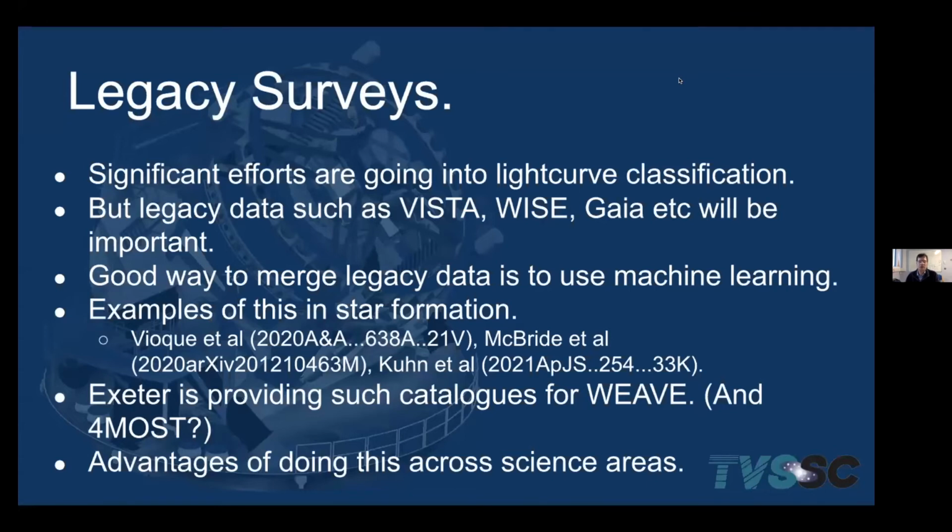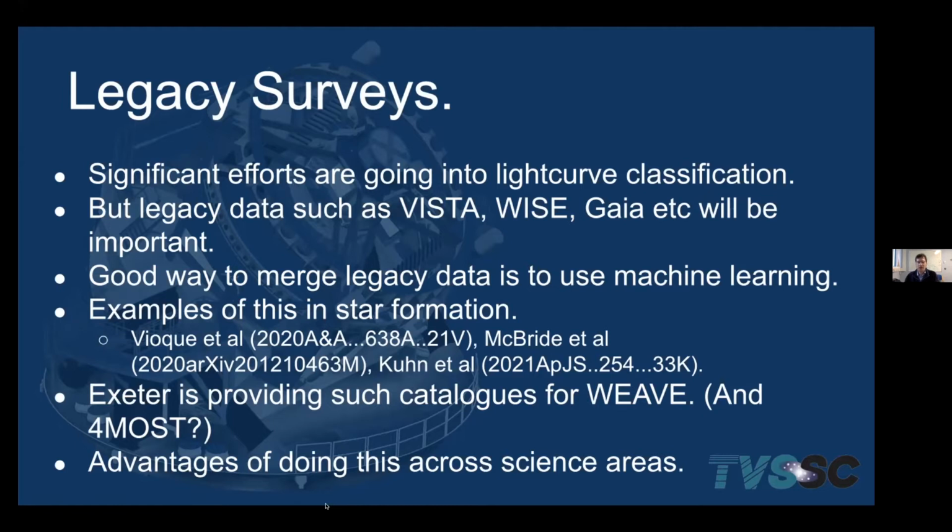So for those who don't know me, I'm Tim Naylor. I work in Exeter in the UK, and I work on young stars, radial velocity searches for exoplanets, astrostatistics, and I'm involved at the moment in delivering a couple of software projects. So significant efforts are going into light curve classification for LSST, but actually there's also significant legacy data which can help us identify what are the sorts of variables we're looking for. And I'm talking about big surveys like VISTA, WISE, and Gaia.